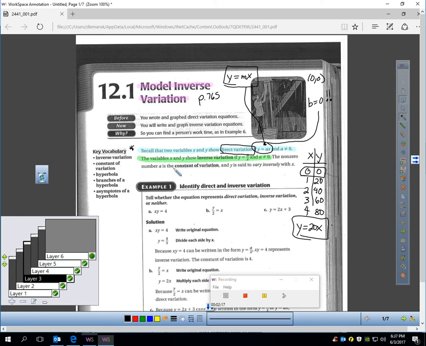Now, the variables x and y show inverse variation if y equals a over x and a is not equal to 0. So equations of that form are called inversely varying. The non-zero number a, so that means a can't be 0 if it's inversely varying, is called the constant of variation. So I would get that in your notes. The a value is called the constant of variation. And y is said to vary inversely with x.